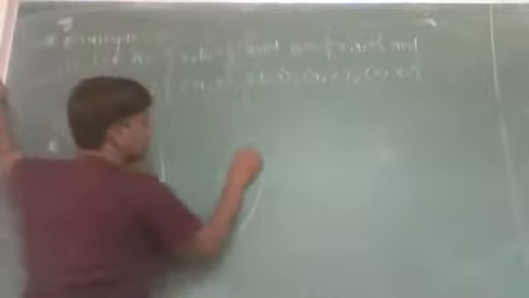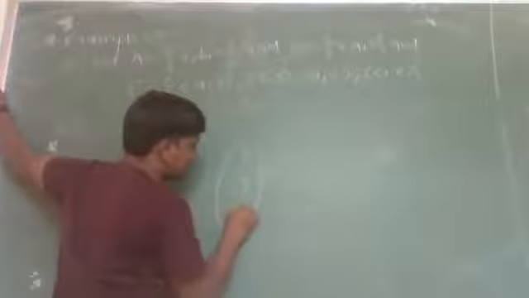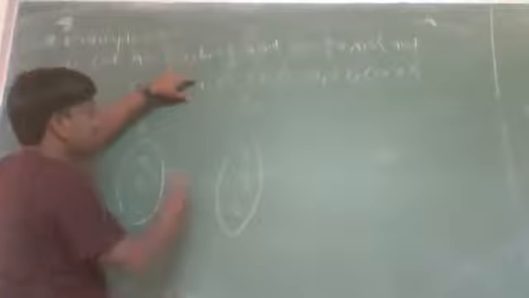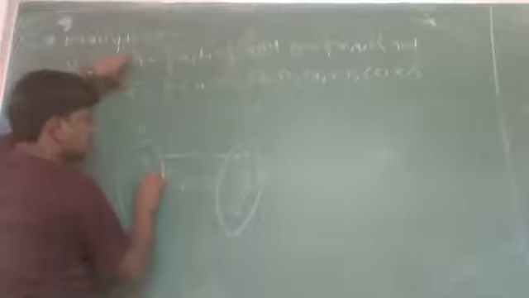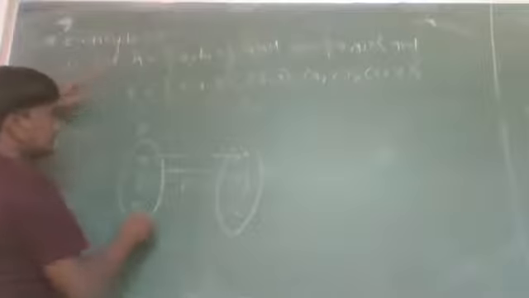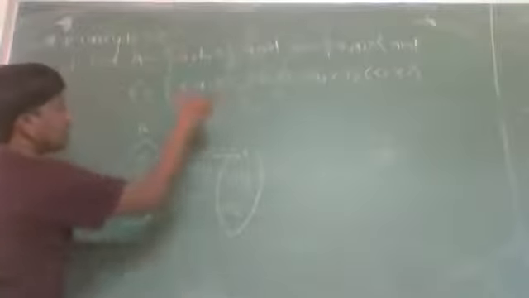Let us draw its diagrammatic representation. Suppose this one is the set A, this one is the set B. It contains three elements A, B, C, and it has three elements X, Y, Z. And this one is the function here. Here, A has an image X, B has image Y, C has an image Z, and A has image Z.